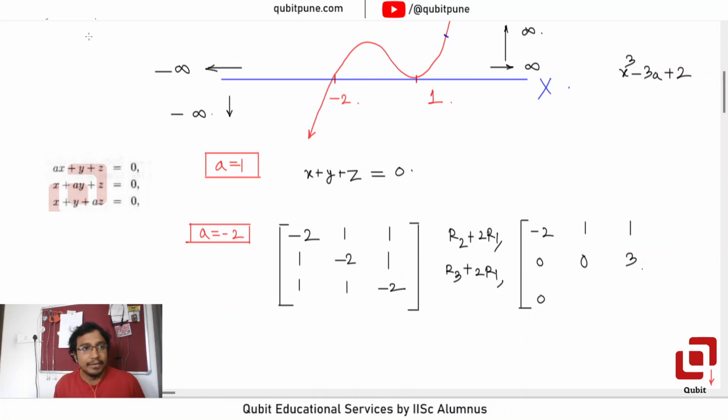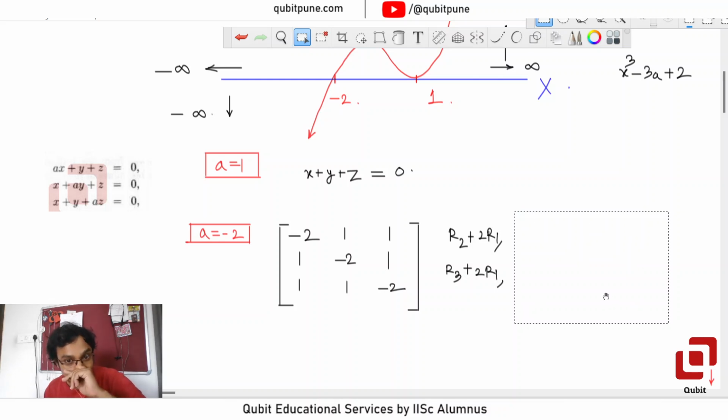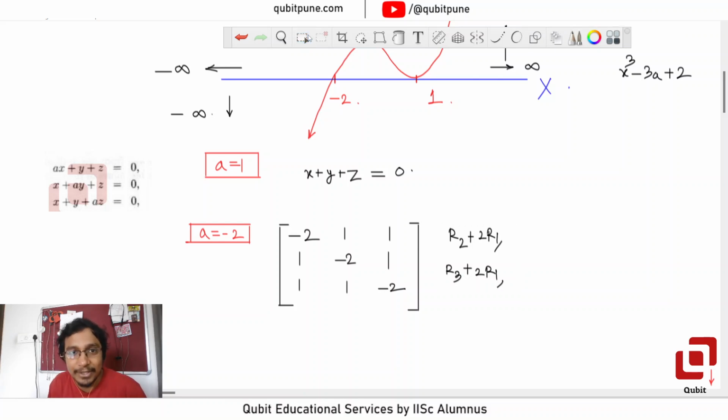Oh, my bad. Wait. Sorry. Shouldn't have done that. It's not R2 plus 2R1. It should have been R2 plus half R1. Sorry. My bad. Although it would have still worked, but let's go to R3 plus half R2. Sorry.